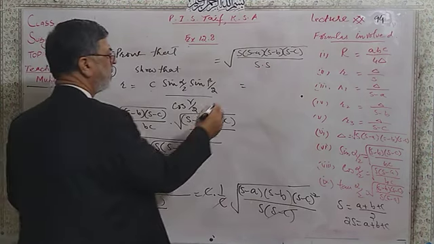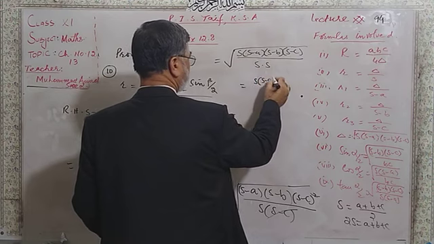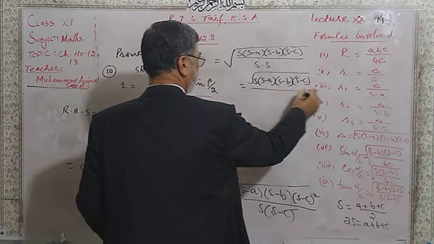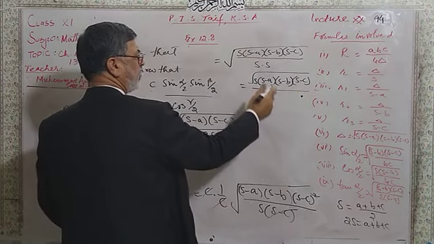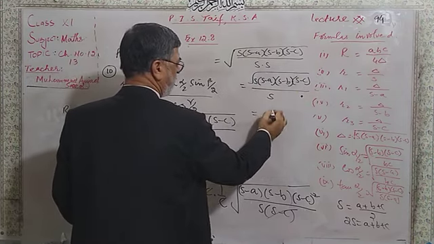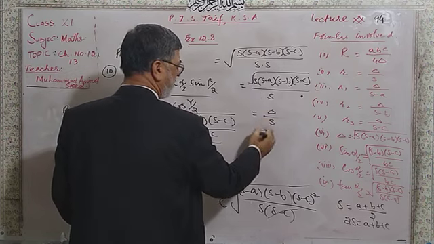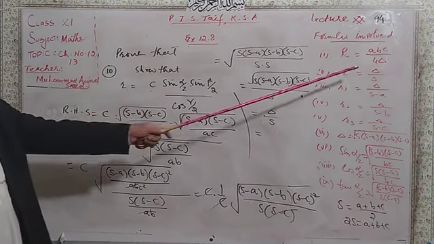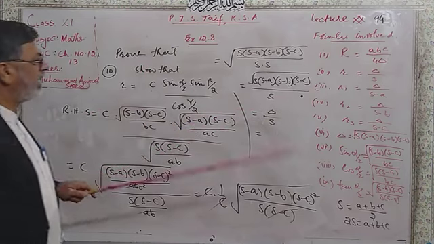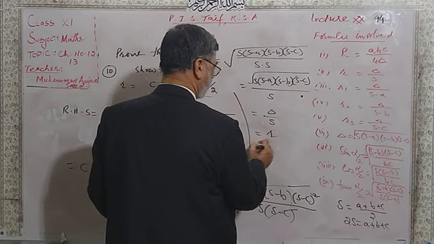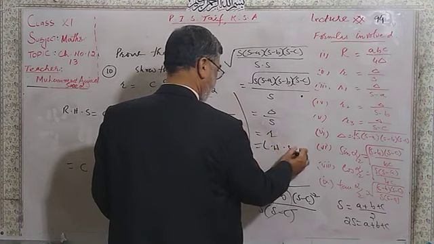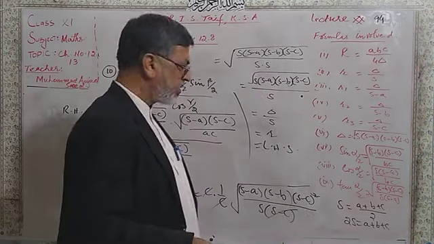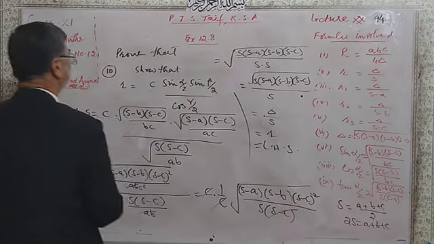So it is s into s minus a, s minus b, s minus c whole under root, and s is double in square root sign, it will come as single. So in numerator this is delta. I told you r was equal to delta over s. So we have delta over s which is equal to r, that is your left hand side. I hope that you got the idea. Dear students, after that we have question number 11.